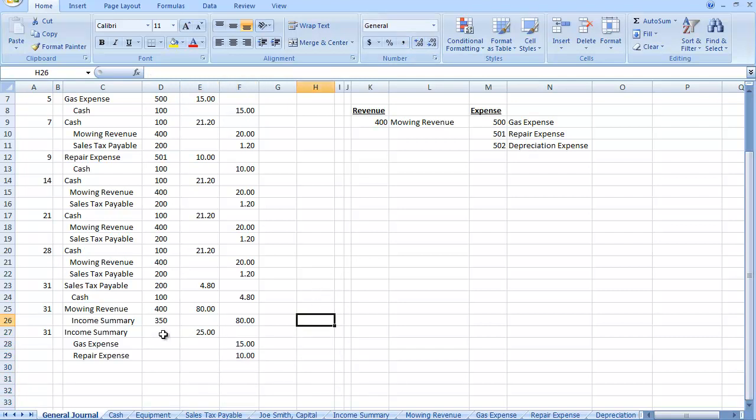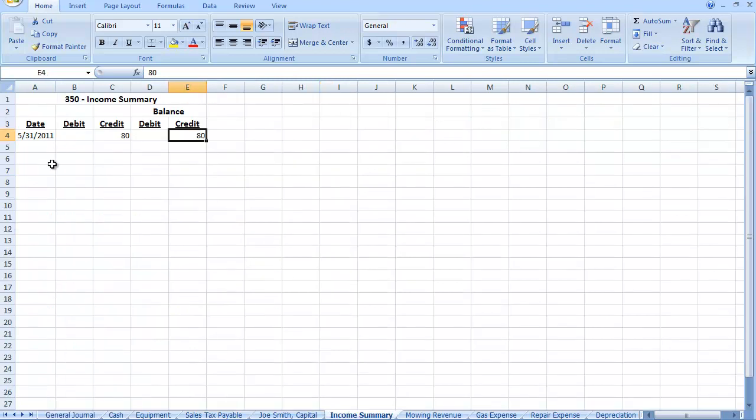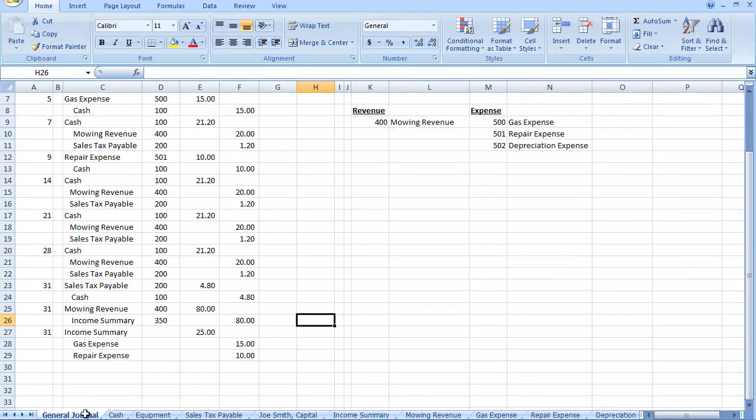So now let's post these. So the income summary is a debit of 25. So on the 31st, $25 debit. So now we have a balance of $55 in the income summary. Go back, put 350 in there. We'll do the same for the gas expense and repair expense.